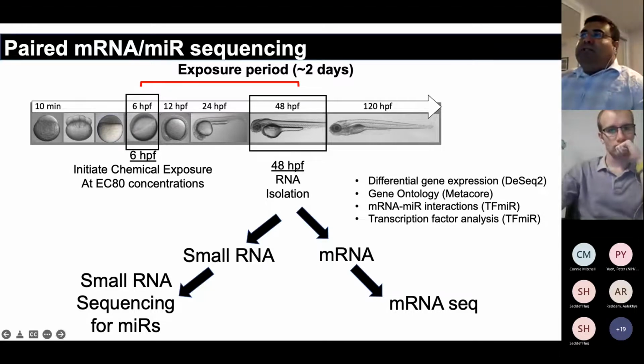So at 48 hours, we collect samples, we do RNA isolations, and we do small RNA and mRNA extractions, followed by small RNA sequencing for microRNAs and mRNA sequencing on an Illumina platform. We followed this up with differential gene expression, gene ontology using Metacore, and we then performed assessments for mRNA microRNA interactions, as well as transcription factor analysis using a platform called TFMIR.